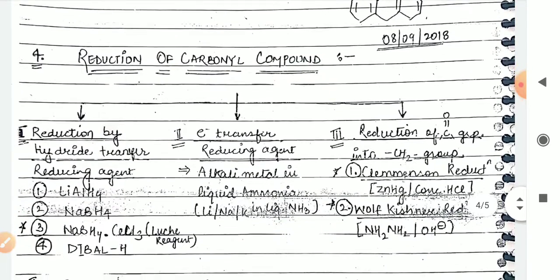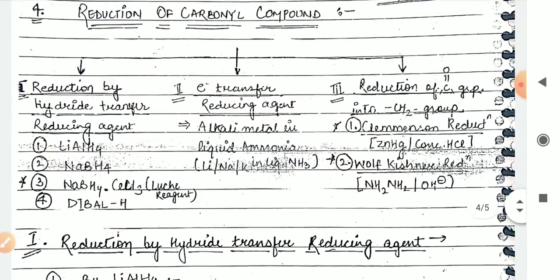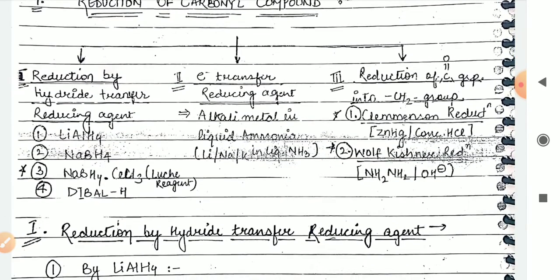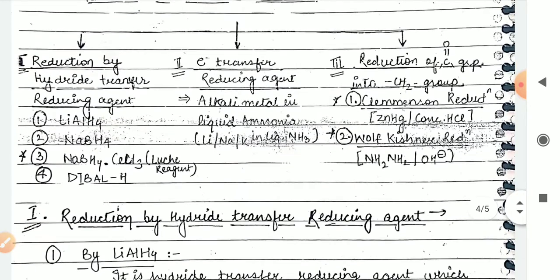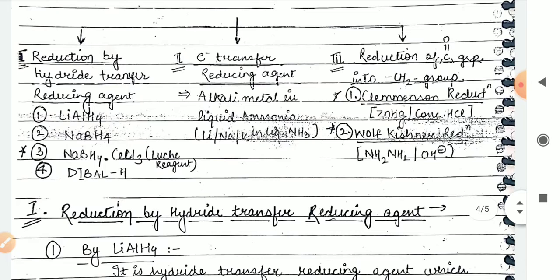The reduction of carbonyl compounds. Reduction of carbonyl compounds means reduction by hydride transfer reducing agents like lithium aluminum hydride, sodium borohydride, sodium borohydride in the presence of cerium chloride (Luche reagent), and DIBAL-H. We have already discussed the reduction process by lithium aluminum hydride and sodium borohydride. Another type is electron transfer reducing agents: alkali metals such as lithium, sodium, potassium in liquid ammonia. The third is reduction of the carbonyl group into a CH2 group. In this process, we will discuss the Clemmensen reduction.